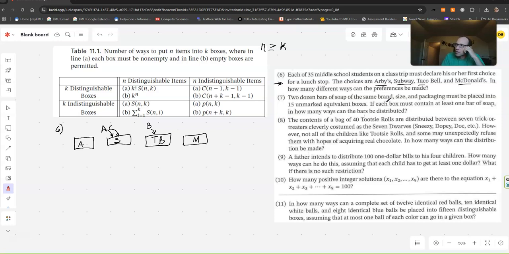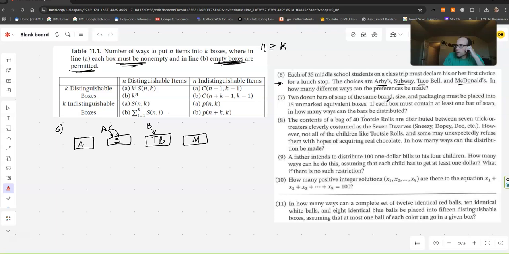So we have to check, does this fit? This makes sense: as soon as a student chooses, we put them into one of these 4 categories. Are we allowing empty boxes, or are we not allowing them? It looks like there's nothing preventing one of these restaurants from not being chosen. Maybe none of the 35 choose McDonald's, and that's okay. So that would mean empty boxes are permitted.